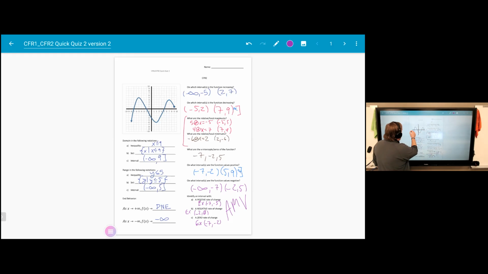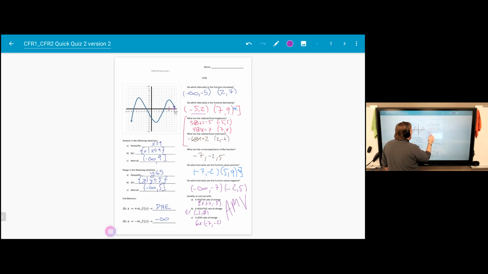Increasing, again, we talk about x intervals. It's increasing until right here, so from negative infinity to negative 5. And then it increases again from here until here, which is 2 to 7. For decreasing, it starts decreasing here and stops here, so from negative 5 to 2. And then also from 7 to 9.